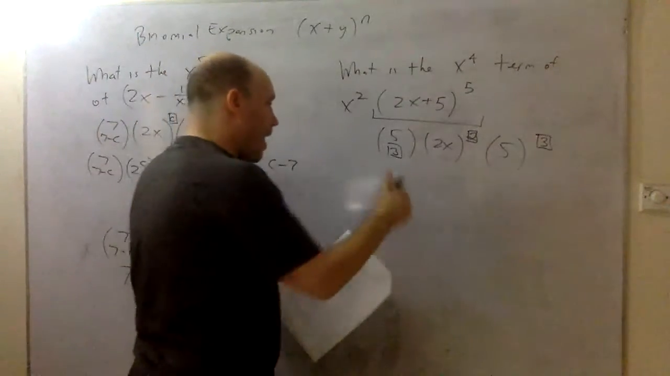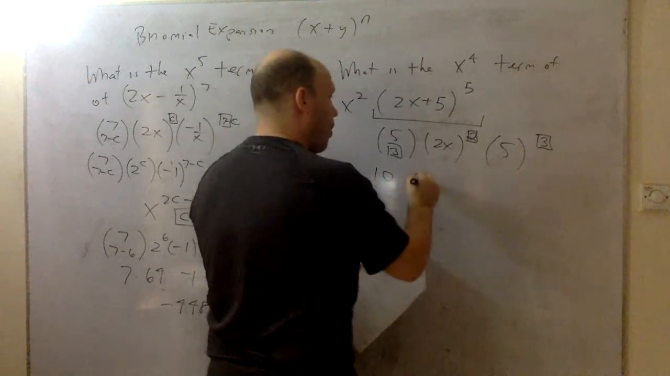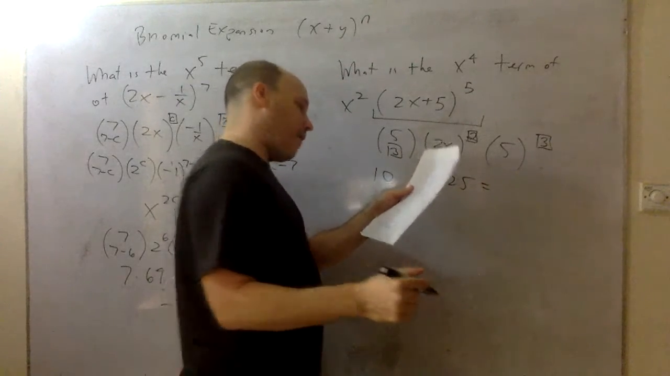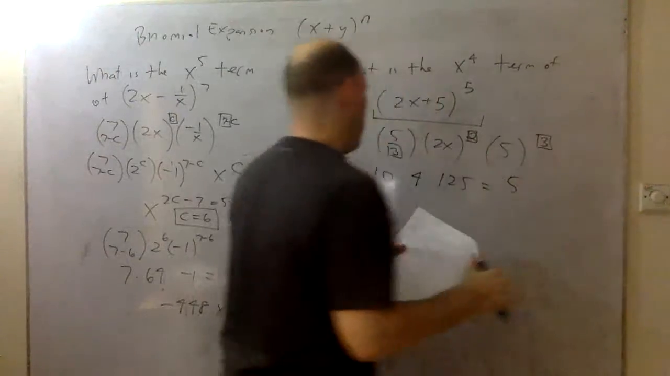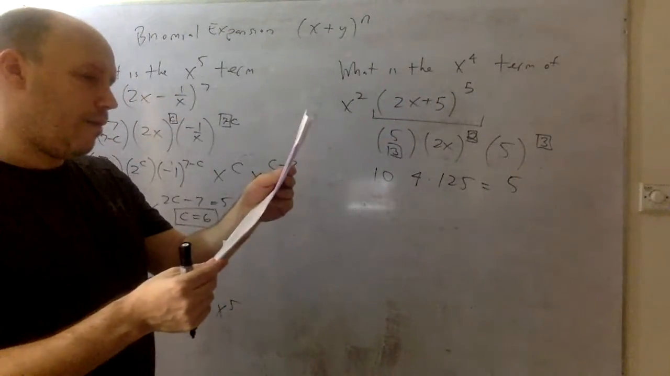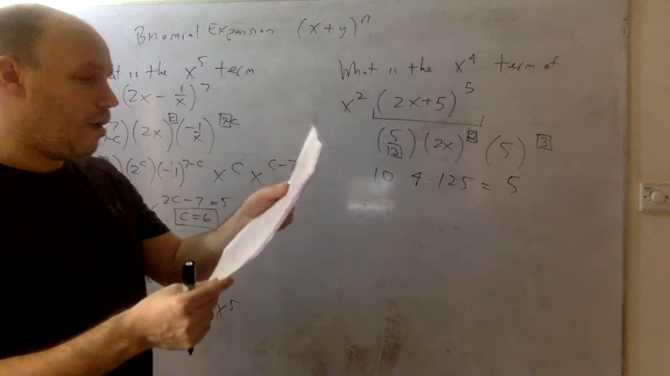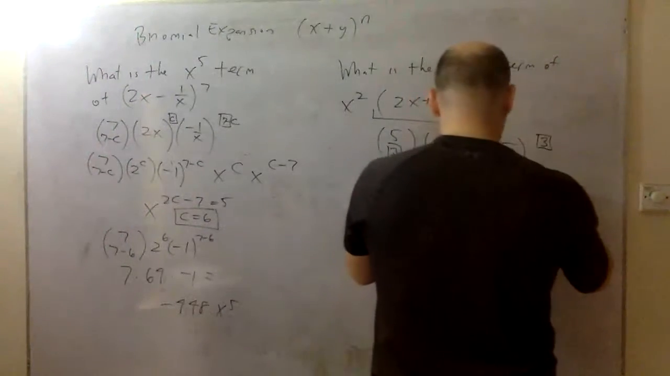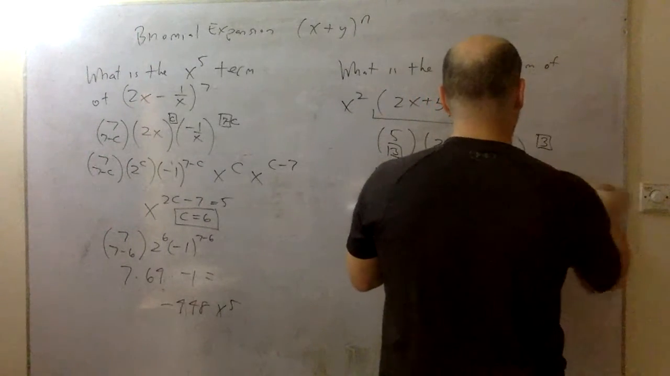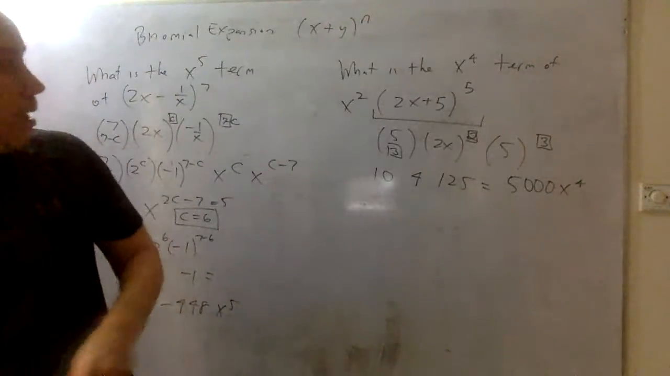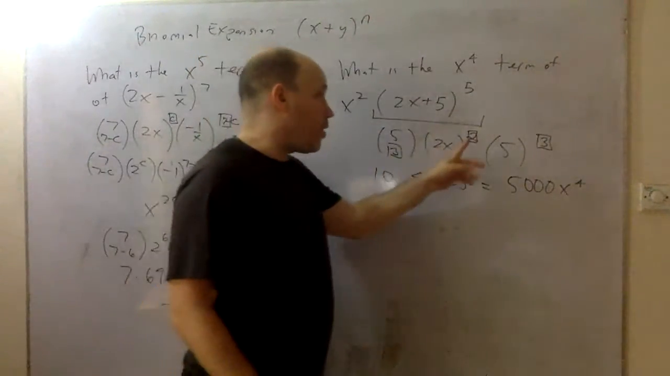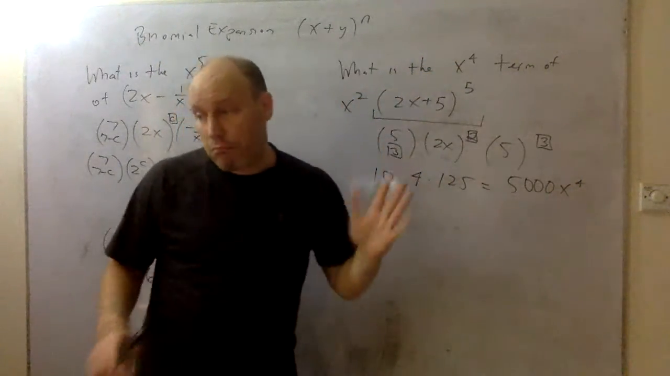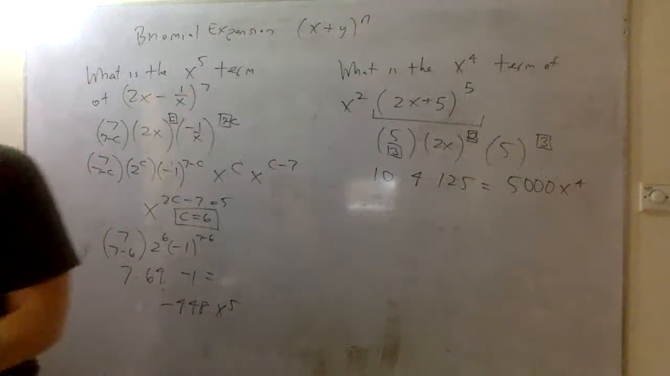Let's see. This is 10 times 4 times 125. No, that's not right. 10 times 4 is 40, times 125, I think it's 5,000. All right, 5,000 x to the 4th. Once again, please remember, we're just getting x squared, and then we're multiplying it by another x squared to get to our x to the 4th. Let's try another one.